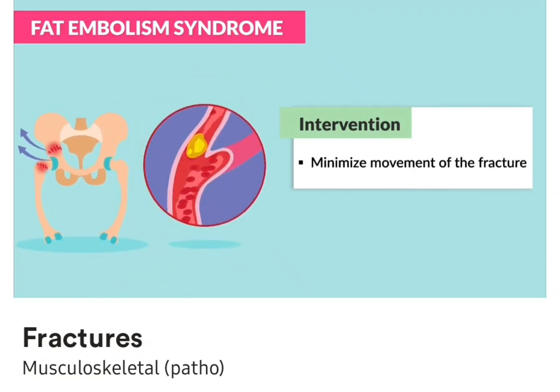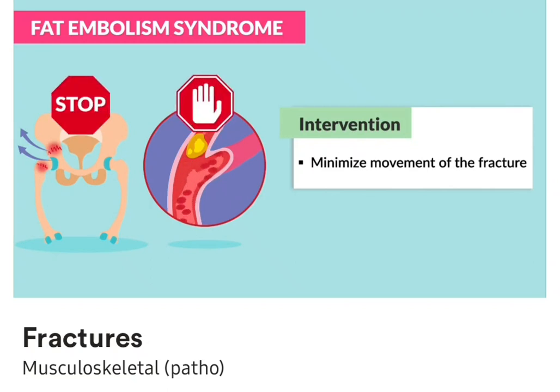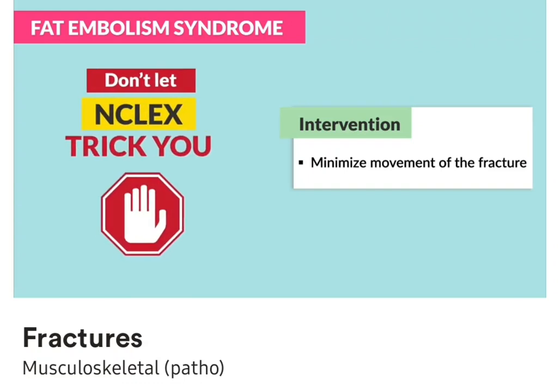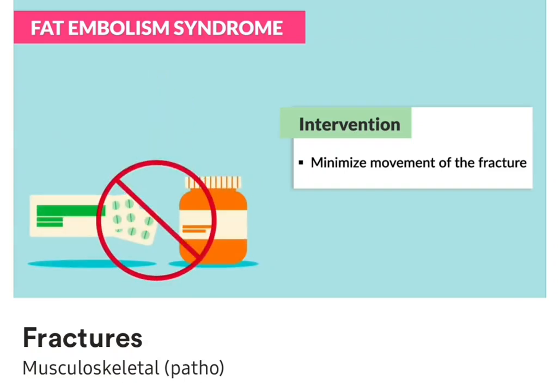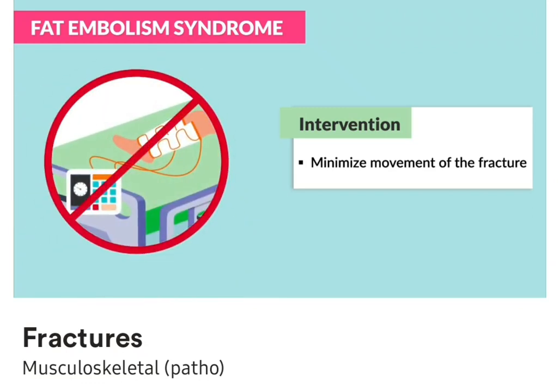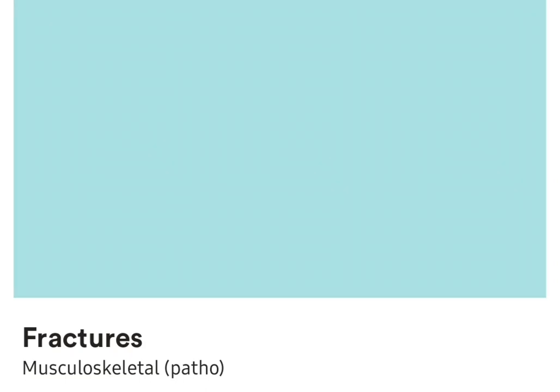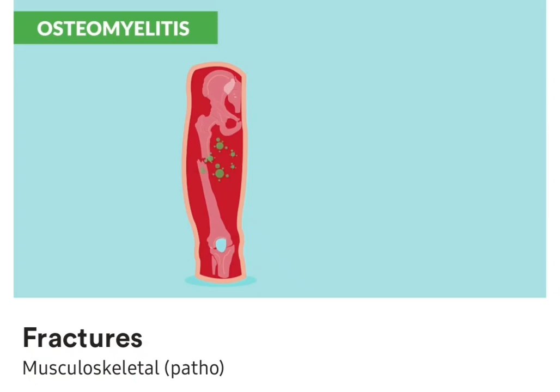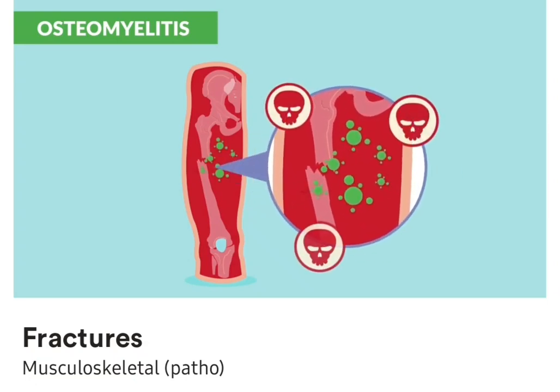Now the big intervention is to minimize movement of the fracture. This is the most important intervention with any new emboli risk here. Always stop the movement to prevent the emboli from moving around. This is the number one most tested intervention here, so don't let the NCLEX trick you. We do not give prophylactic blood thinners for a fat embolism, and we do not use a compression device like SCDs.